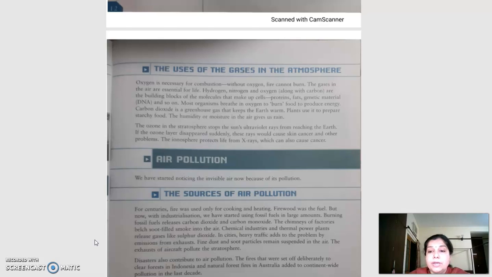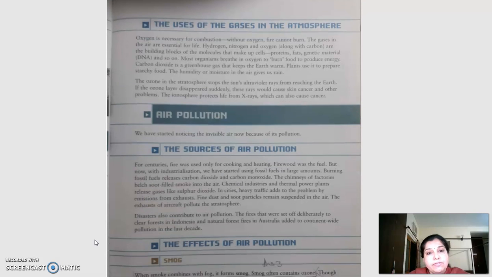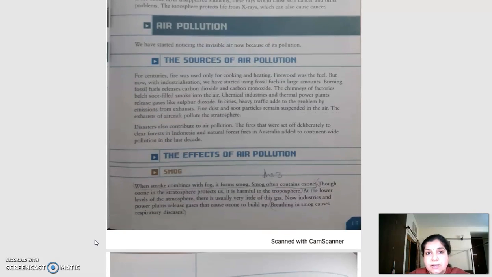So the next topic is air pollution. Several times this topic has been discussed. You know that the various activities of human beings are causing the pollution of the earth. The different factories, the smoke that comes out of the factories, the vehicles that emit smoke, all these cause a lot of air pollution.